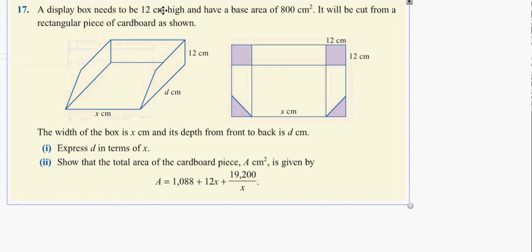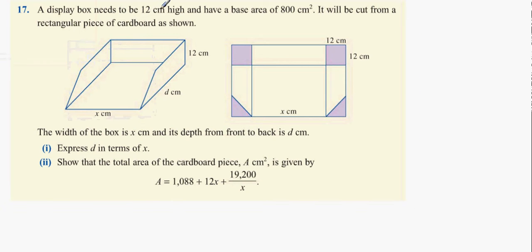Okay, so 17. A display box needs to be 12 centimeters high and have a base area of 800 centimeters squared. It will be cut from a rectangular piece of cardboard as shown. The width of the box is X and the depth of the box from front to back is D. Express D in terms of X.